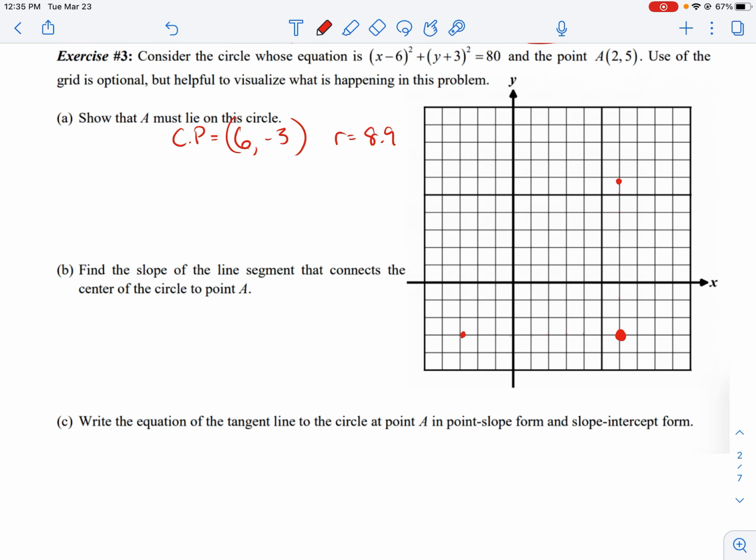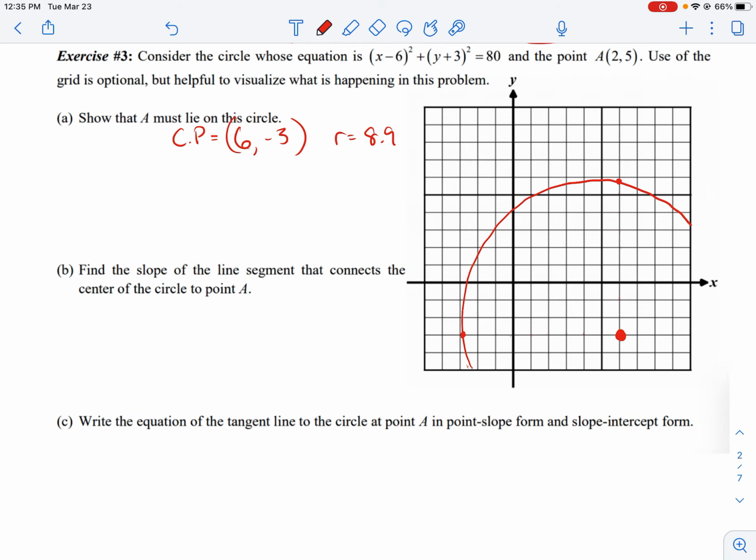Okay, so here's our center point. Let me make that nice and big. And that's about all we're going to get. Let me make a better one. There we go. Something like that. All right. So what are we trying to say? We're trying to show that point A must lie on the circle.